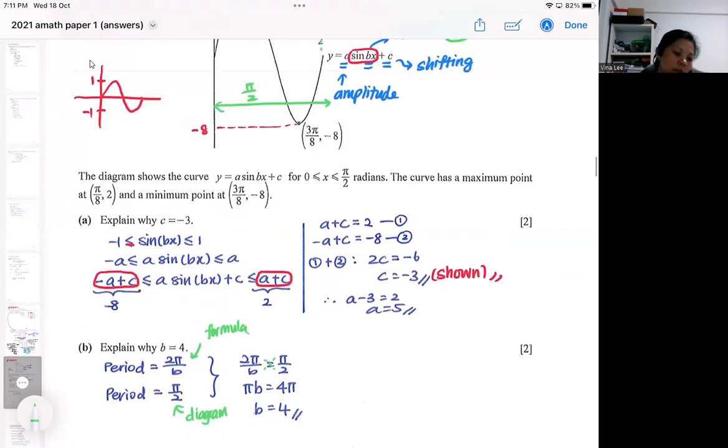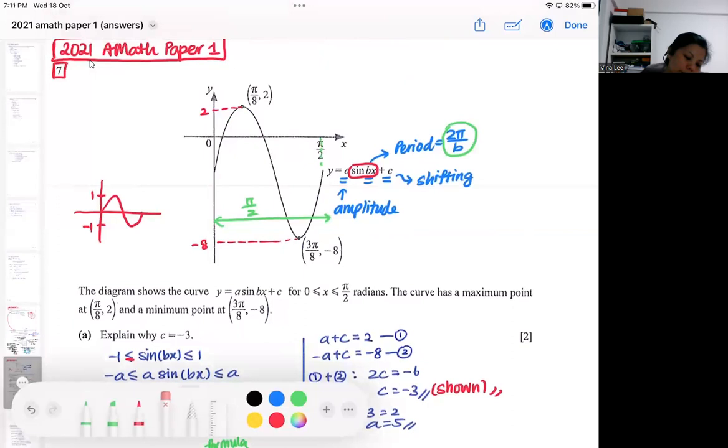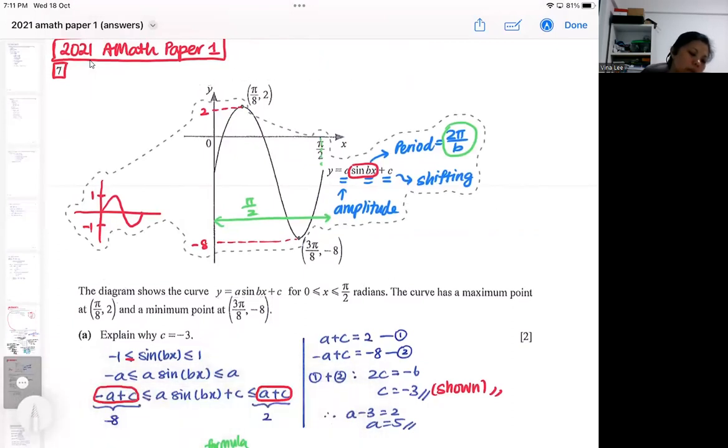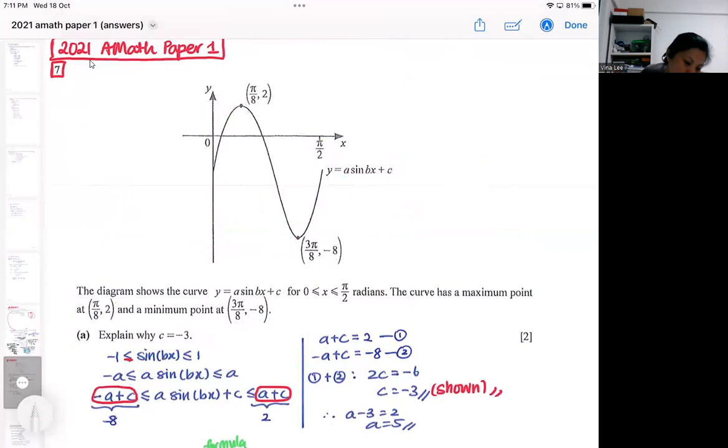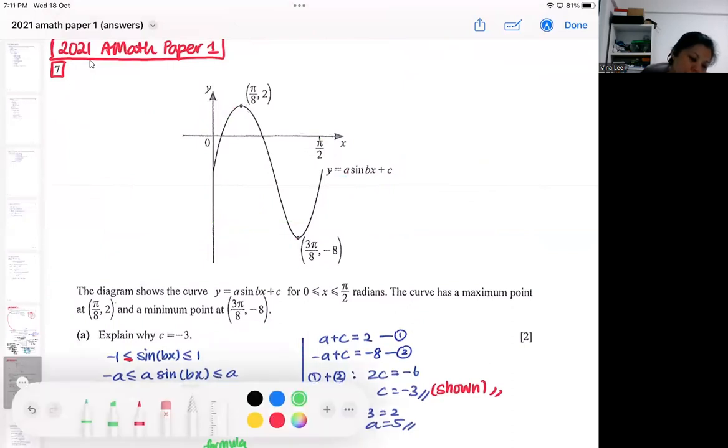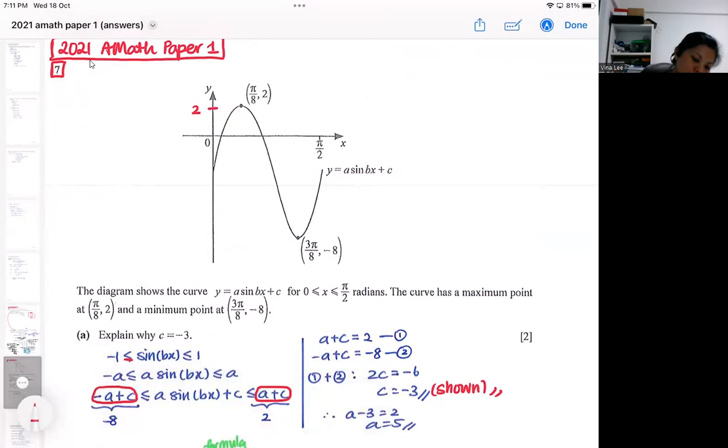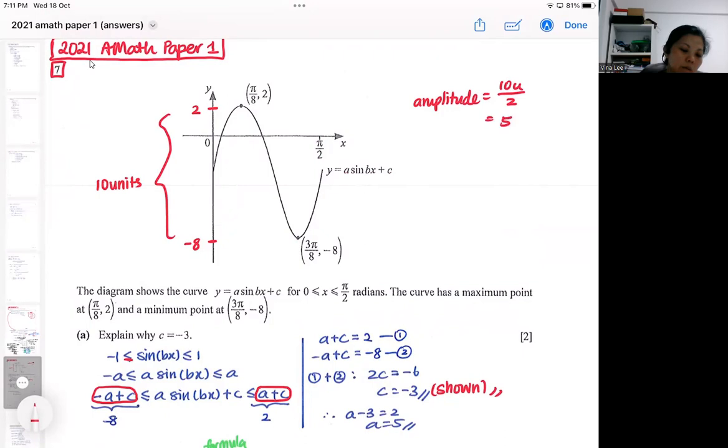Alternatively, is there any other method? Usually there will be students who will do this. Some students will observe that the highest is 2, the lowest is -8. So this whole thing is like 10 units. From the 10 units, we will know that the amplitude will be 10 units divided by 2. So that's why A will be equal to 5.